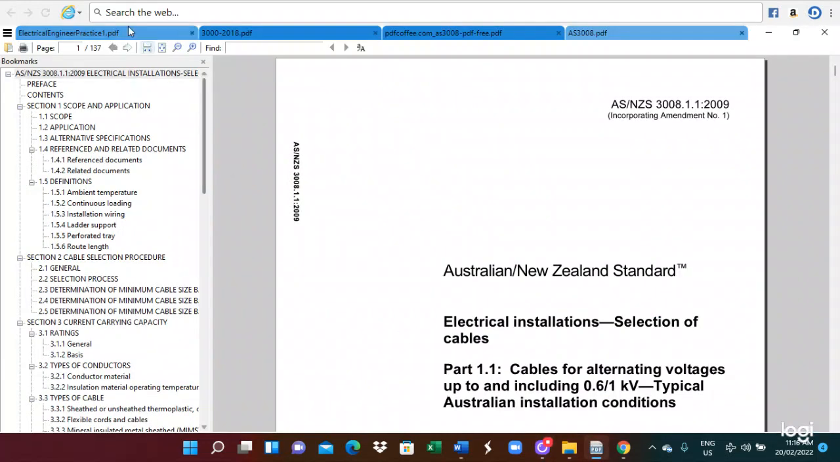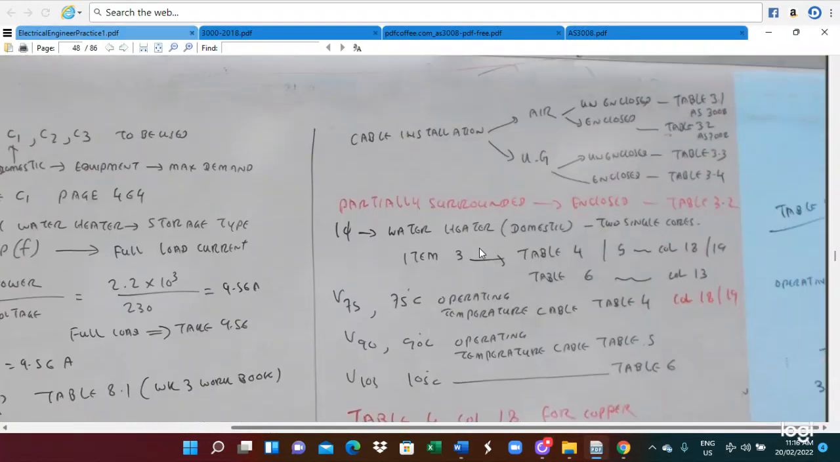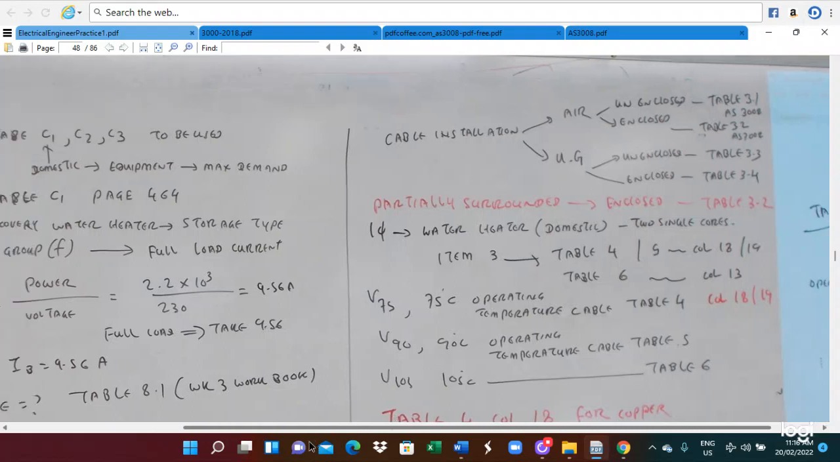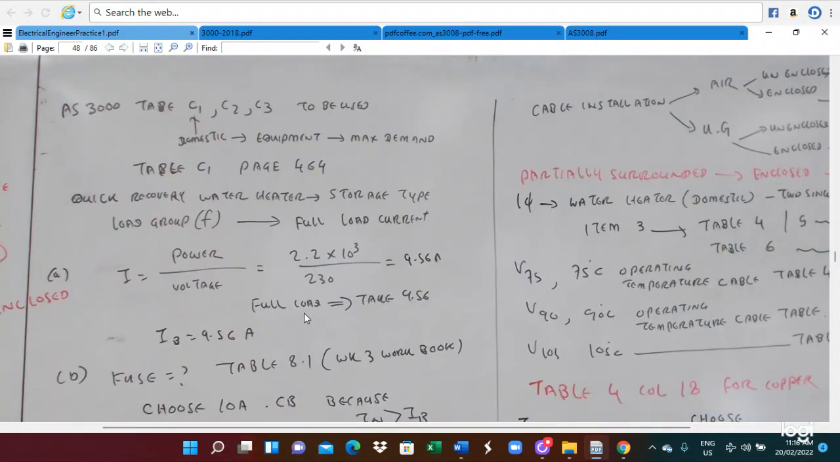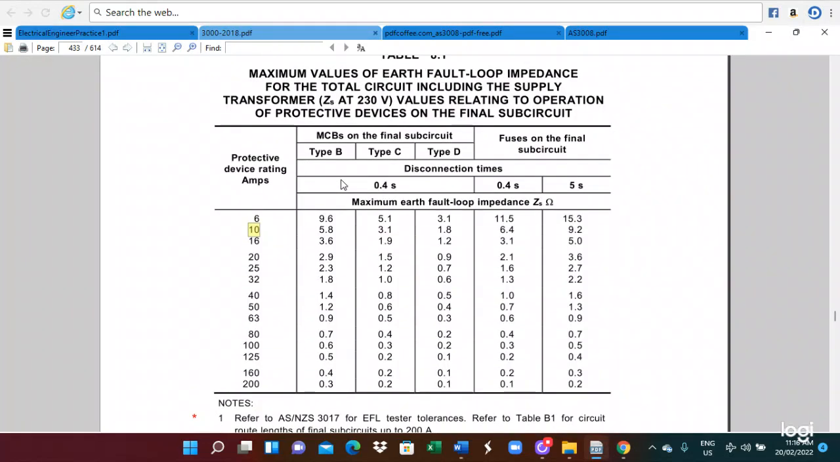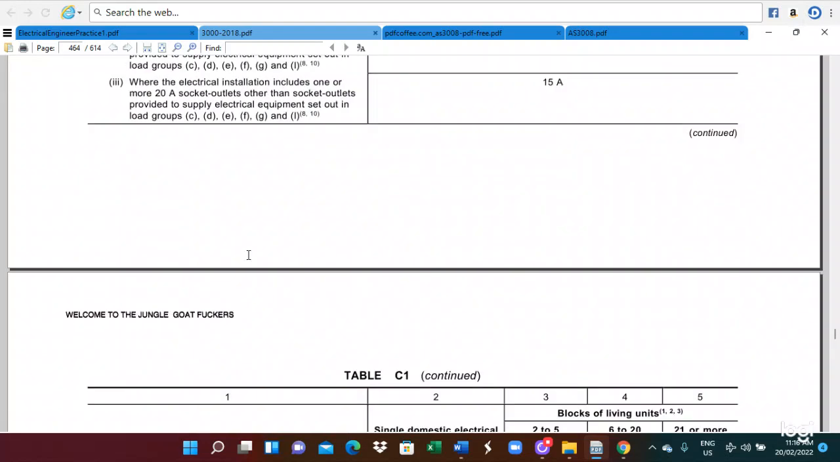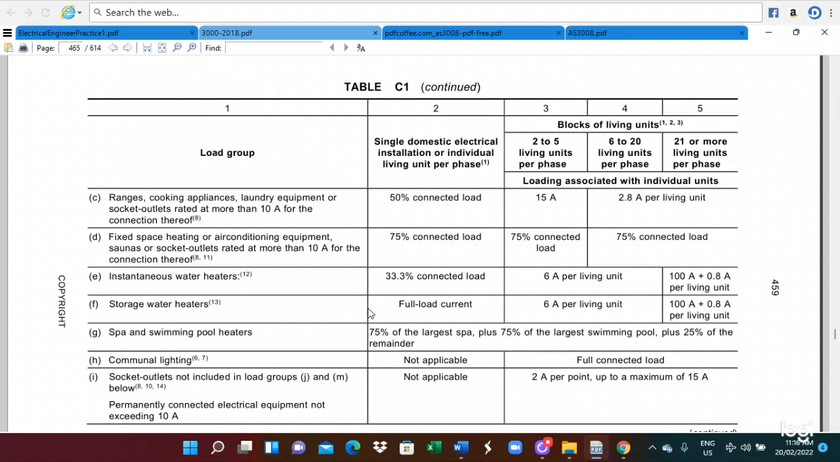Okay, so at this stage, I have already explained about the maximum demand calculation. For the maximum demand calculation, we have to utilize table C1, page 464. This is group F because of the quick recovery water heater. For a single domestic installation, we have to take the full load current.